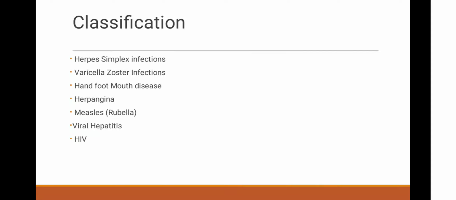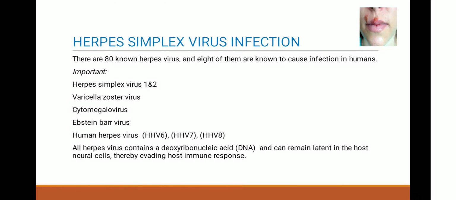Now, first we start with the herpes simplex virus infection. There are 80 known herpes viruses, and 8 of them are known to cause infections in humans. Important ones are HSV 1 and 2, varicella zoster, cytomegalovirus, Epstein-Barr virus, and HHV 6, 7, and 8. All the herpes viruses have DNA and can remain latent in the host neural cells, thereby evading the host response. This is the basic reason why they always recur in a person.